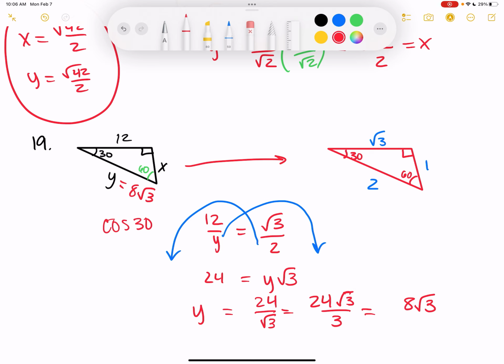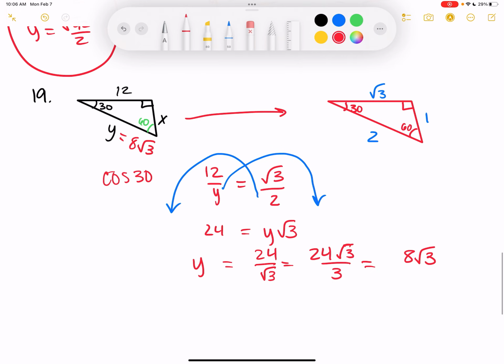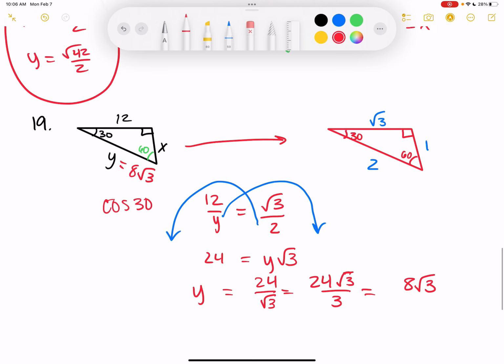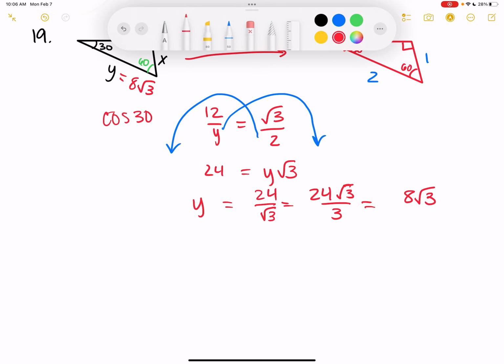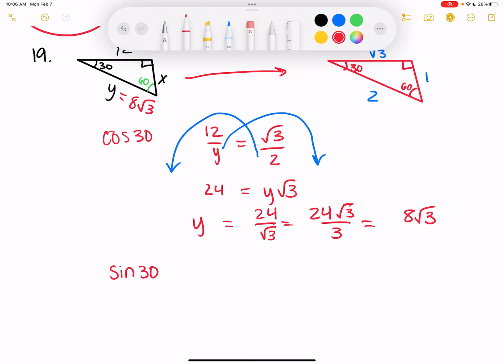All right, but we have to find x. We haven't found x yet. So now the angles aren't the same. The other one they were the same because they were both 45 degrees. So sine of 30 is going to be x over y, which is x over 8 square root of 3. On the other one, opposite over hypotenuse is 1 over 2.